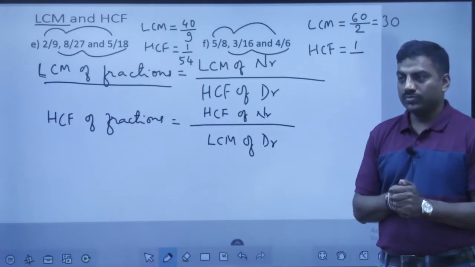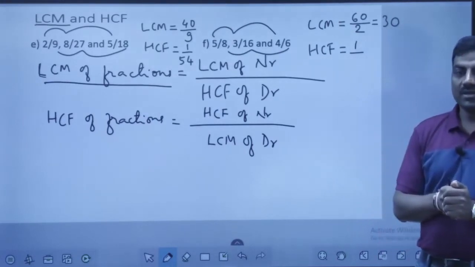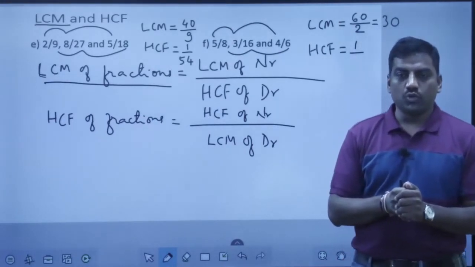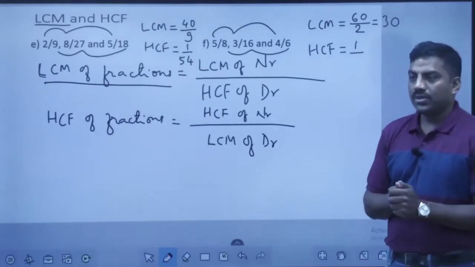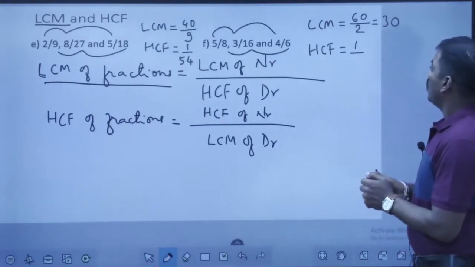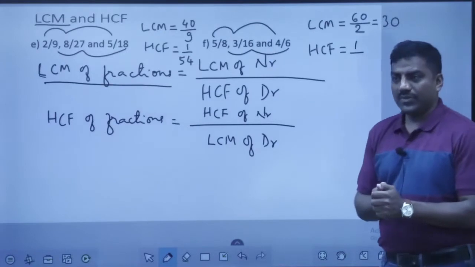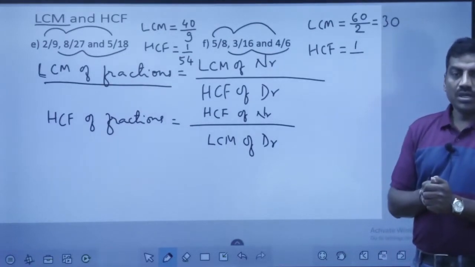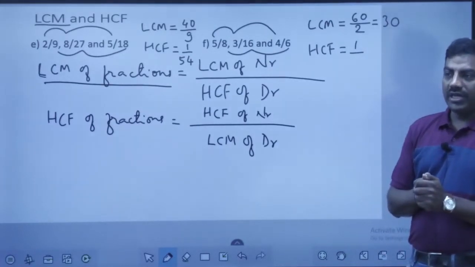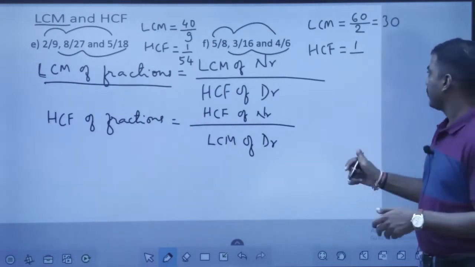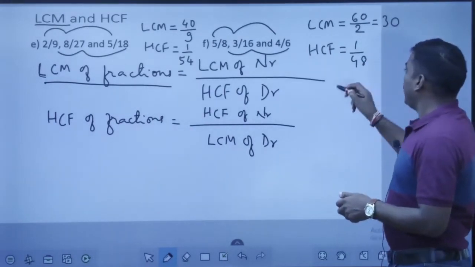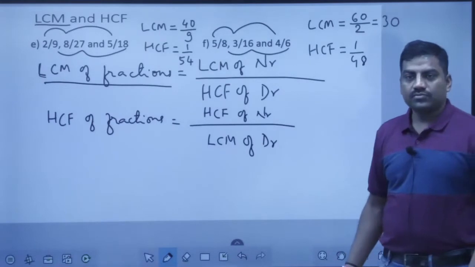First you will go with 2. 2 4s are 8, 2 8s are 16, then 2 3s are 6. Then again you will go with 2. 2 2s are 4, correct? 2 2s are 4. Again you will go with 2. 2 into 2 into 2 into 2 into 3. 48. So 1 by 48. Done? Is it tough?